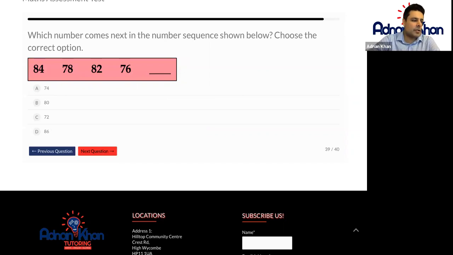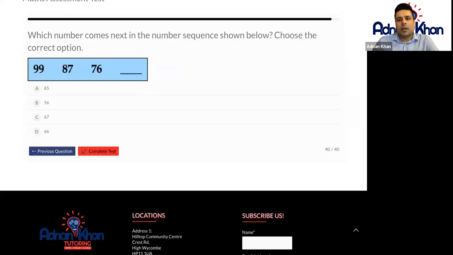For the last two, we're just going to minus 6 for the first one, and then add 4, and then minus 6 again. So in this case, 80 will be our answer here. And the last one, 99 to 87, and then 76. So we're taking away 12 in this case each time. And our answer in this case will be 66.